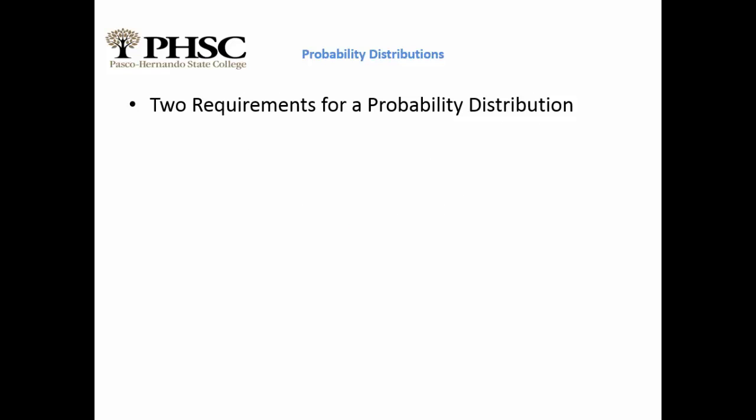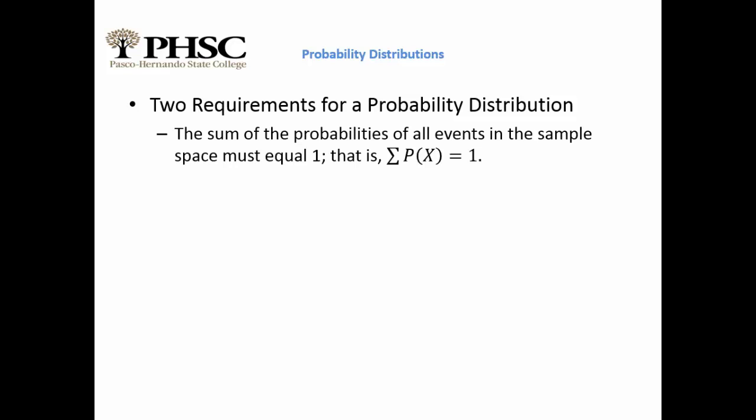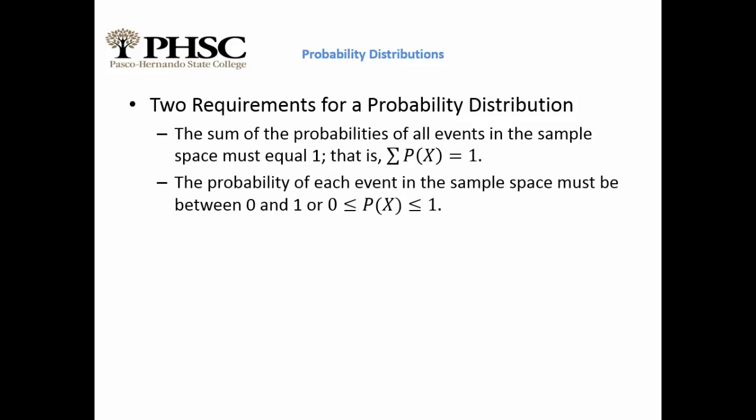So there are 2 requirements for a probability distribution. The first one is that the sum of the probabilities of all events in the sample space must equal 1. So the summation of P of X has to equal 1. And the probability of each event in the sample space must be between 0 and 1.